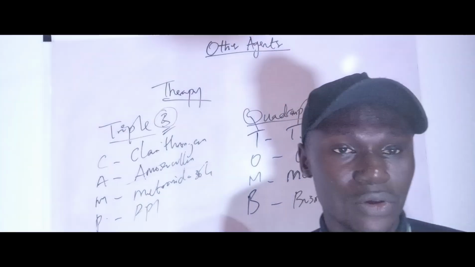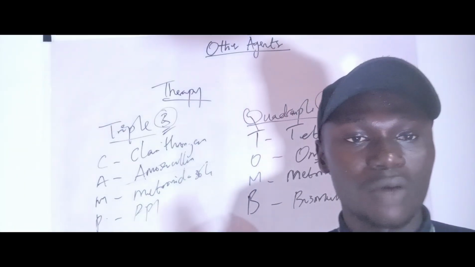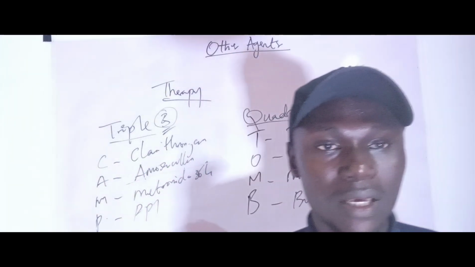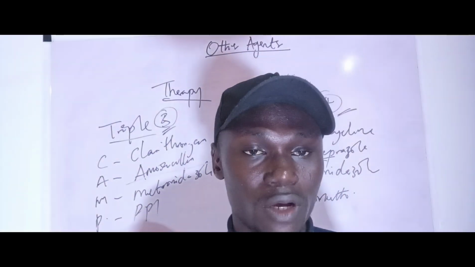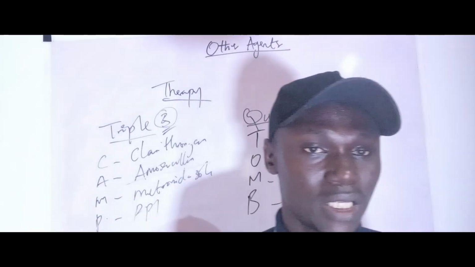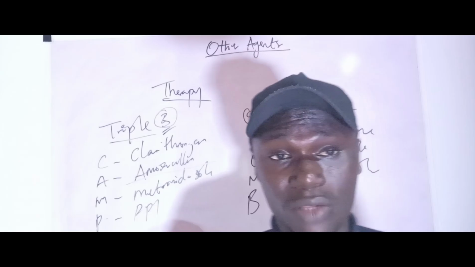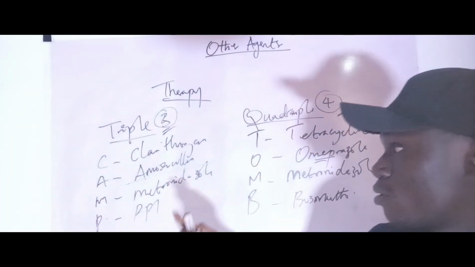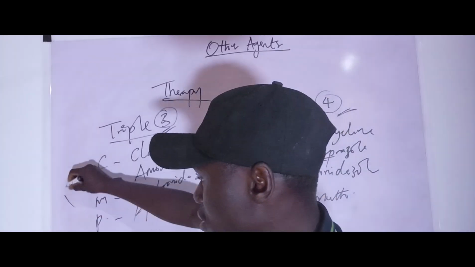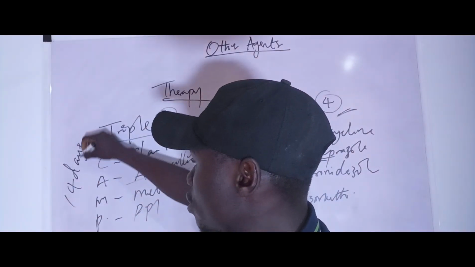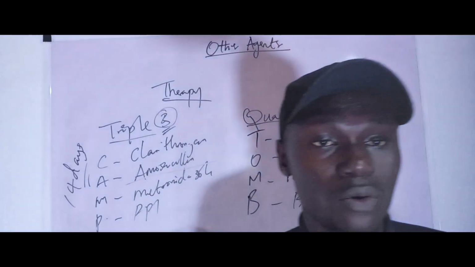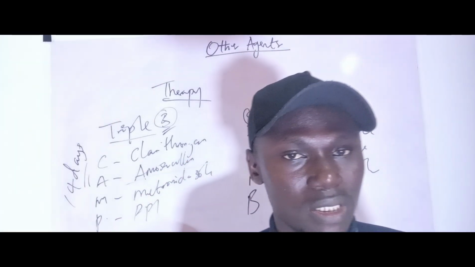So this is everything about peptic ulcer. I believe you've learned a lot. We've talked about the PPIs, the H2 blockers, antacids, misoprostol, and ulcer protective agents: sucralfate, bismuth, and now the therapy. Both the triple therapy and the quadruple therapy are given for 14 days, that is 2 weeks.